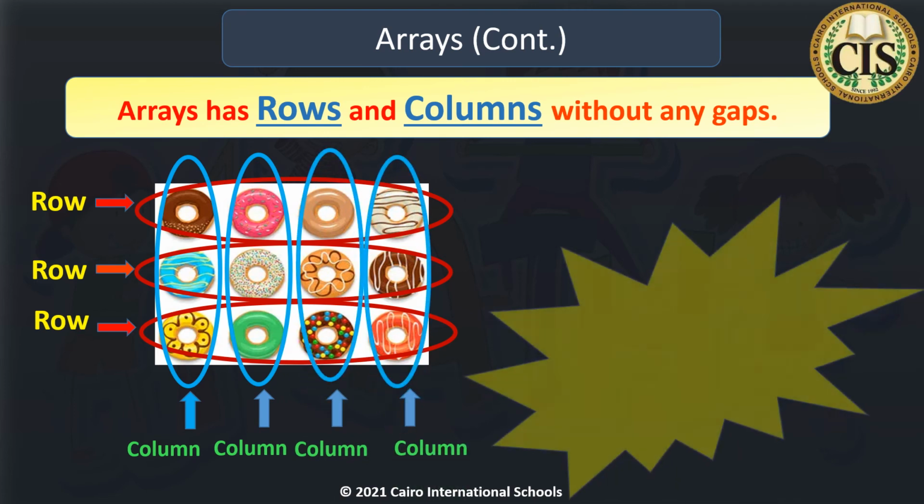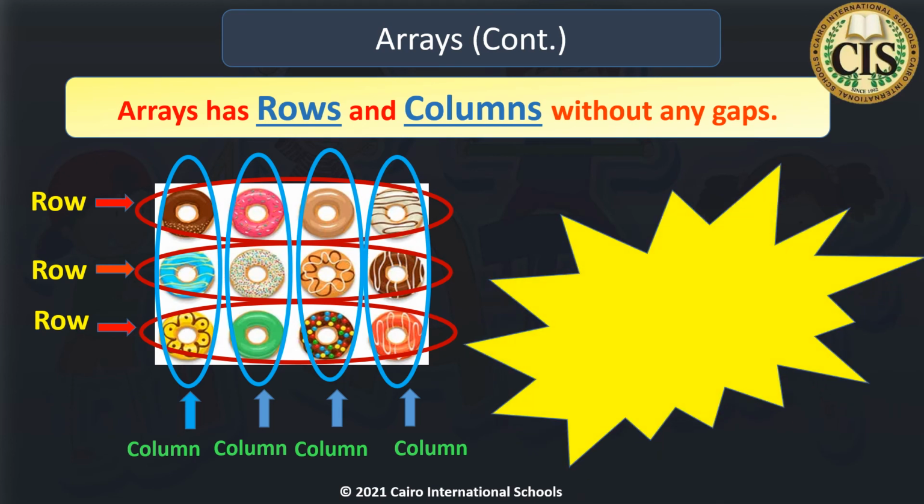Now, let's count the number of rows and number of columns. How many rows we have here? 1, 2, 3. How many columns? 1, 2, 3, 4. So we have 3 rows and 4 columns.